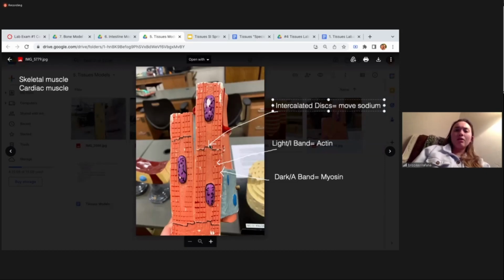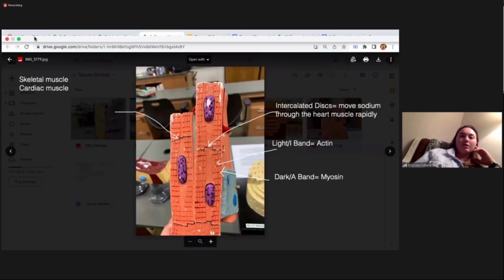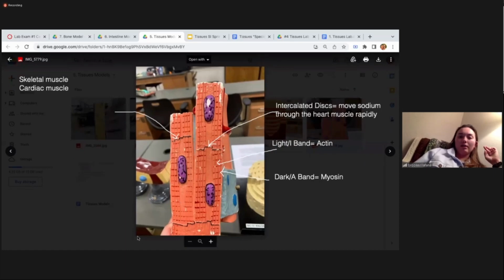So the arrow that I just drew is intercalated discs. These move sodium through the heart muscle rapidly. If you get the cardiac muscle on the exam, you will be asked about the intercalated discs. If you get cardiac muscle on a slide on the microscope, you'll be asked about intercalated discs. So make sure you understand what those look like under the microscope and on the model, and how to spell them, what they are. Okay. So that was the different muscle types and how to identify and label those.